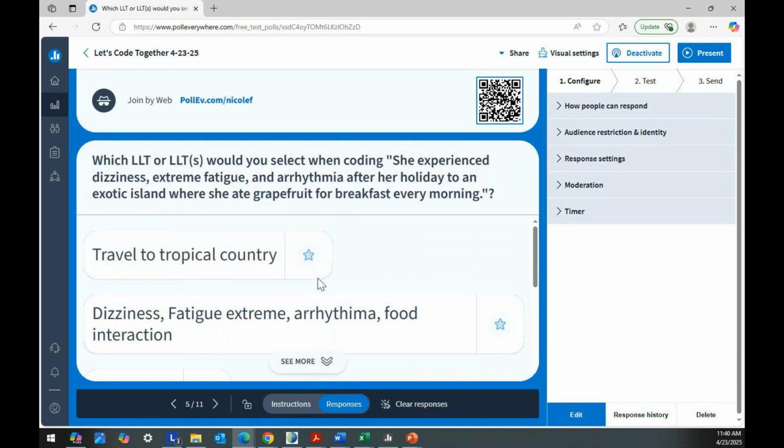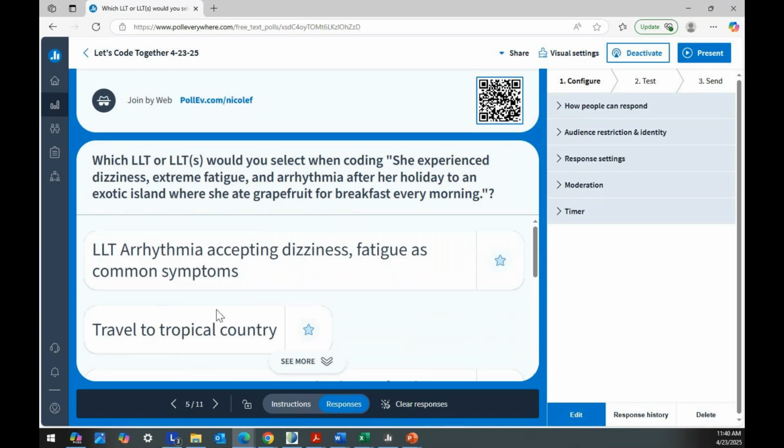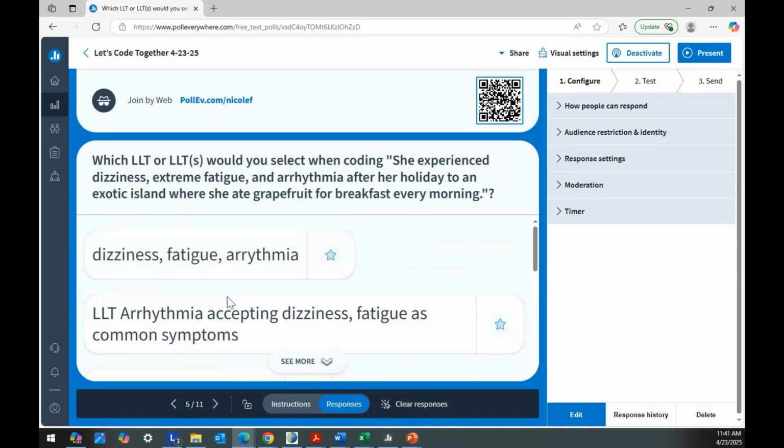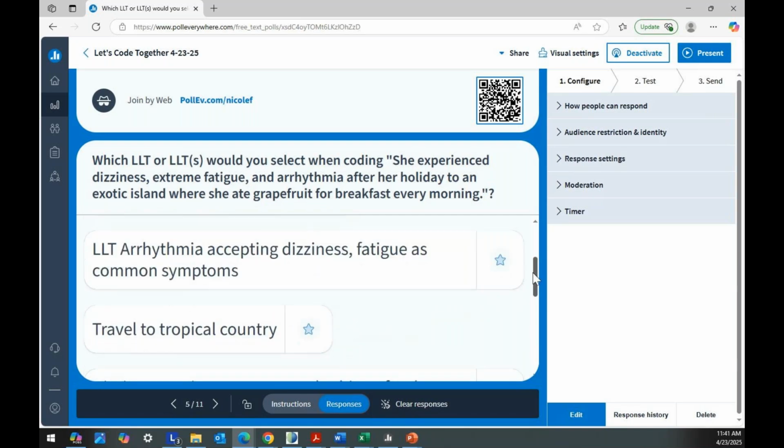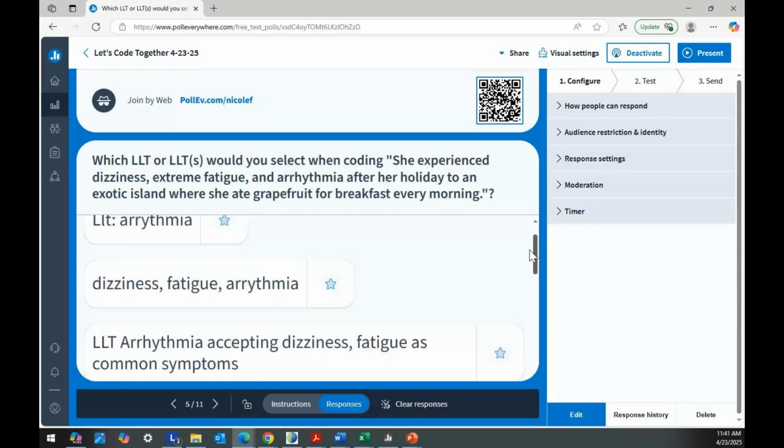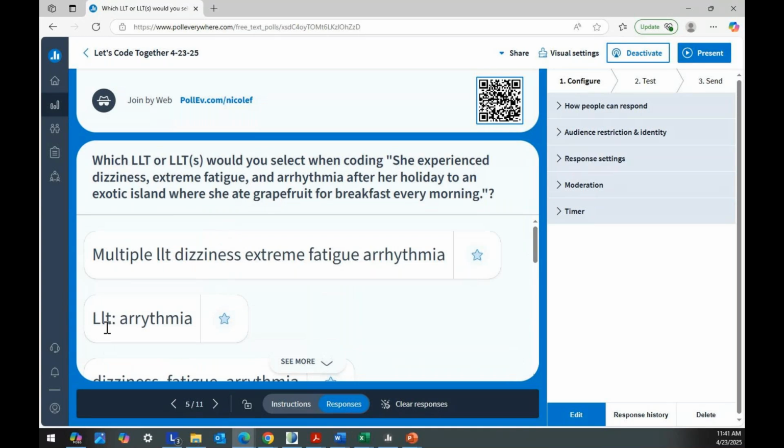Okay, food interaction. Travel to a tropical country. Wonder if we have that in MedDRA. I don't think we have the exact term, but they did indeed travel, so that is something you should keep in mind. Arrhythmia, accepting dizziness, fatigue as common symptoms. Oh, very interesting. Coming up with all different responses here.